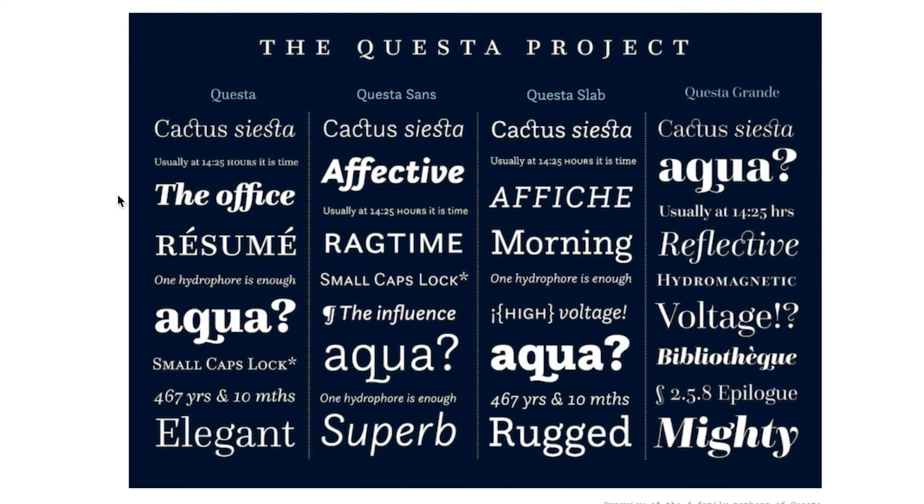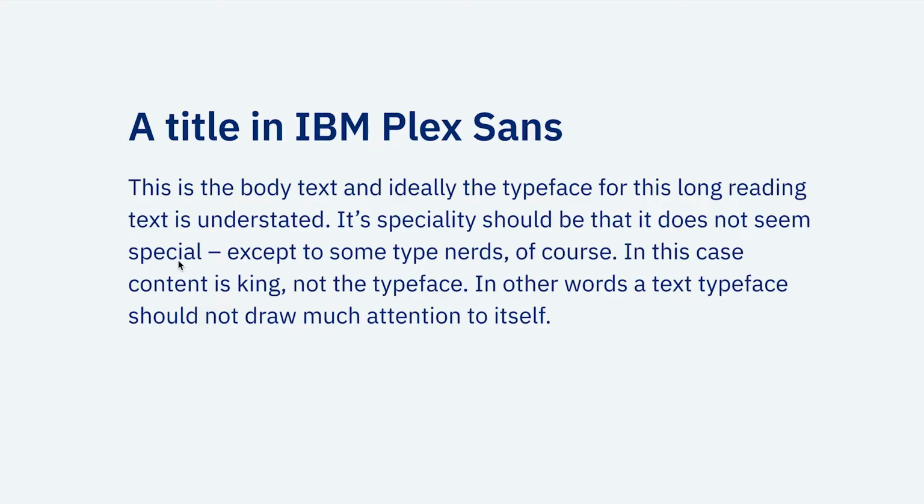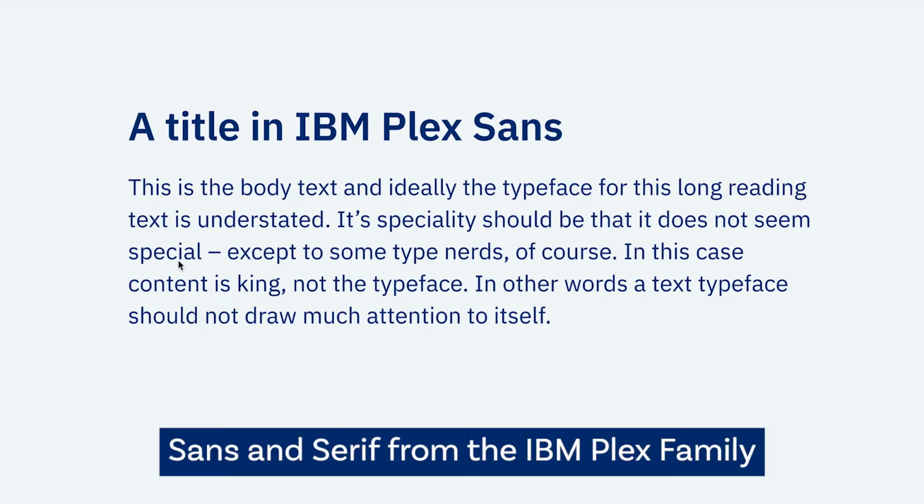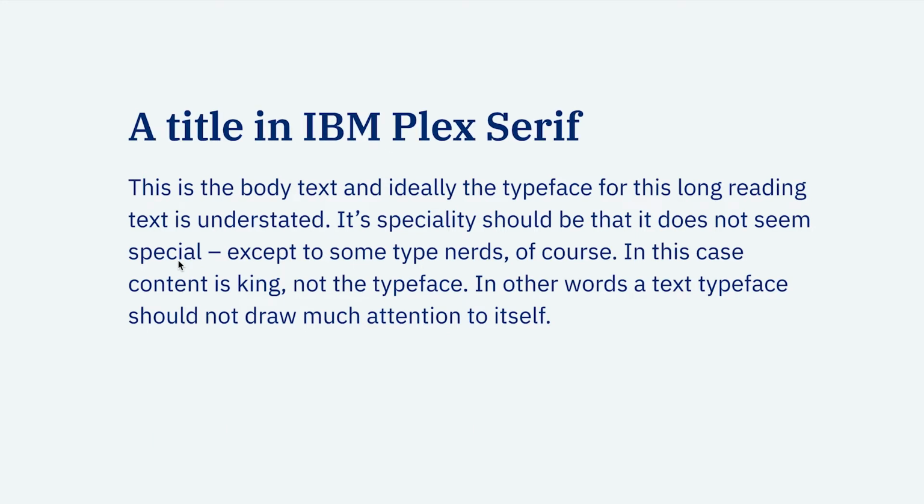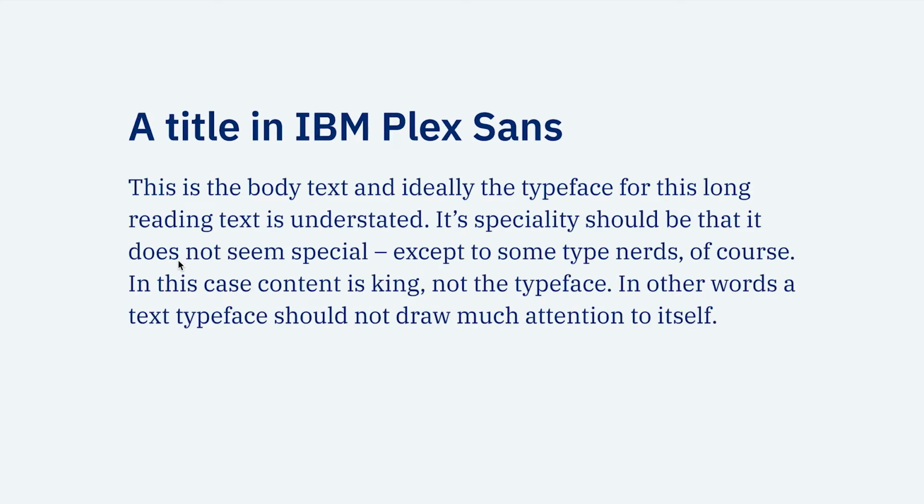And there's also something else, the Questa project, where you have a serif, a sans-serif, a slab serif and a grand, which is more or less a display style for larger sizes. Use something like this if you're just starting out. You can achieve so much just by using these type families. Here, if I'm having a title set in serif and the body text in sans, it's got a whole different atmosphere if I switch this.